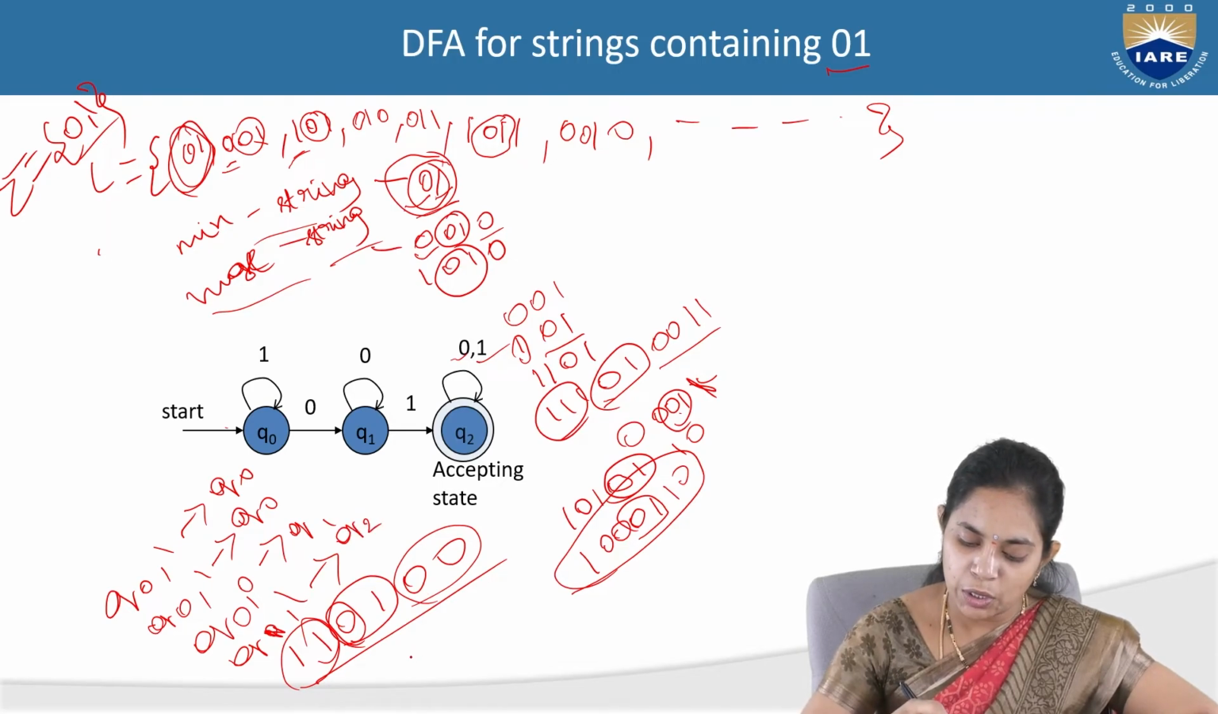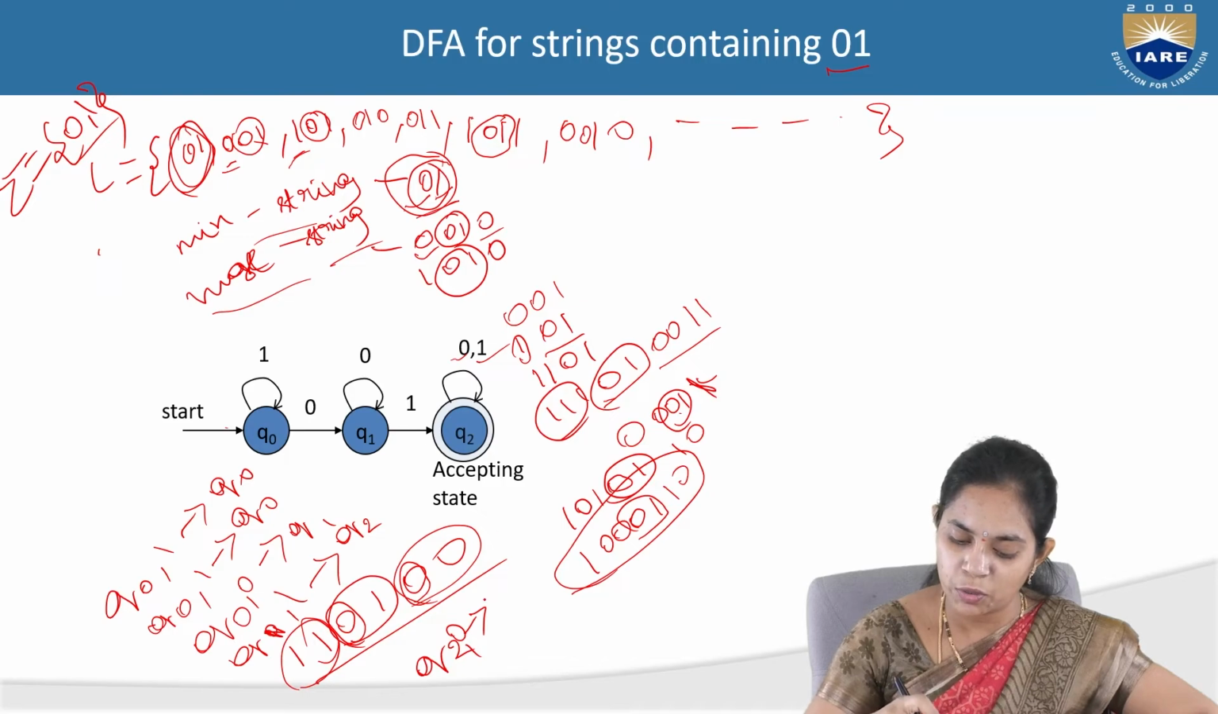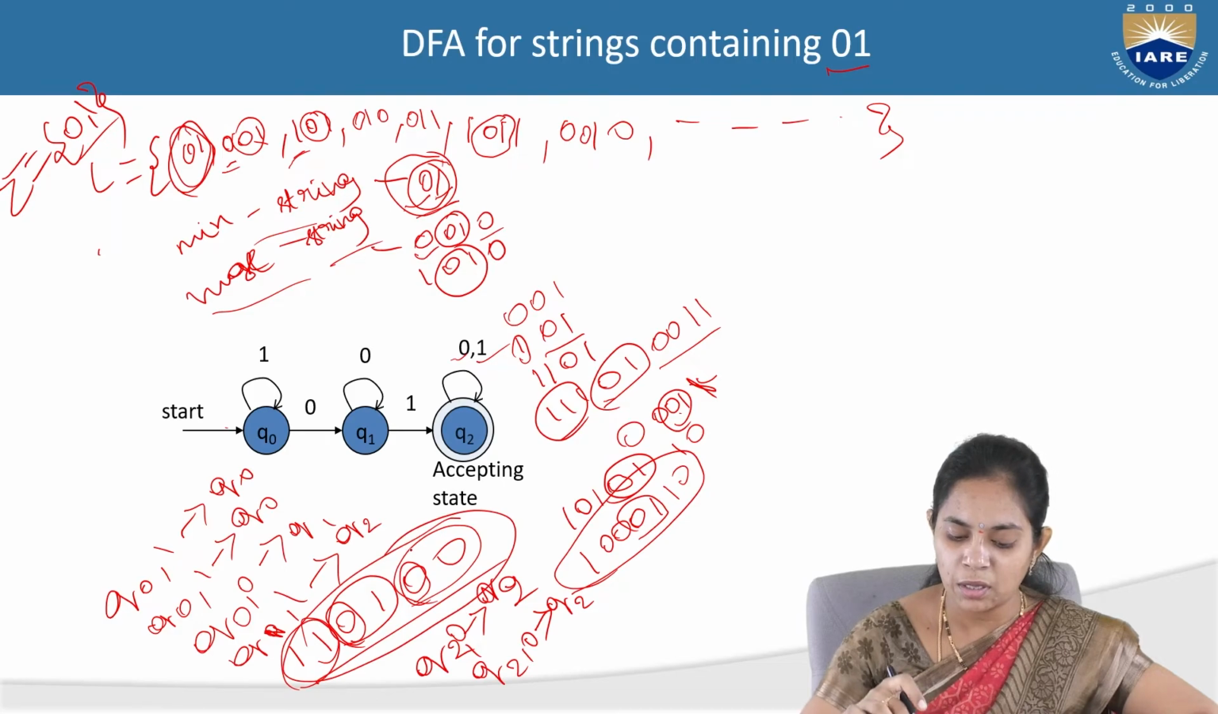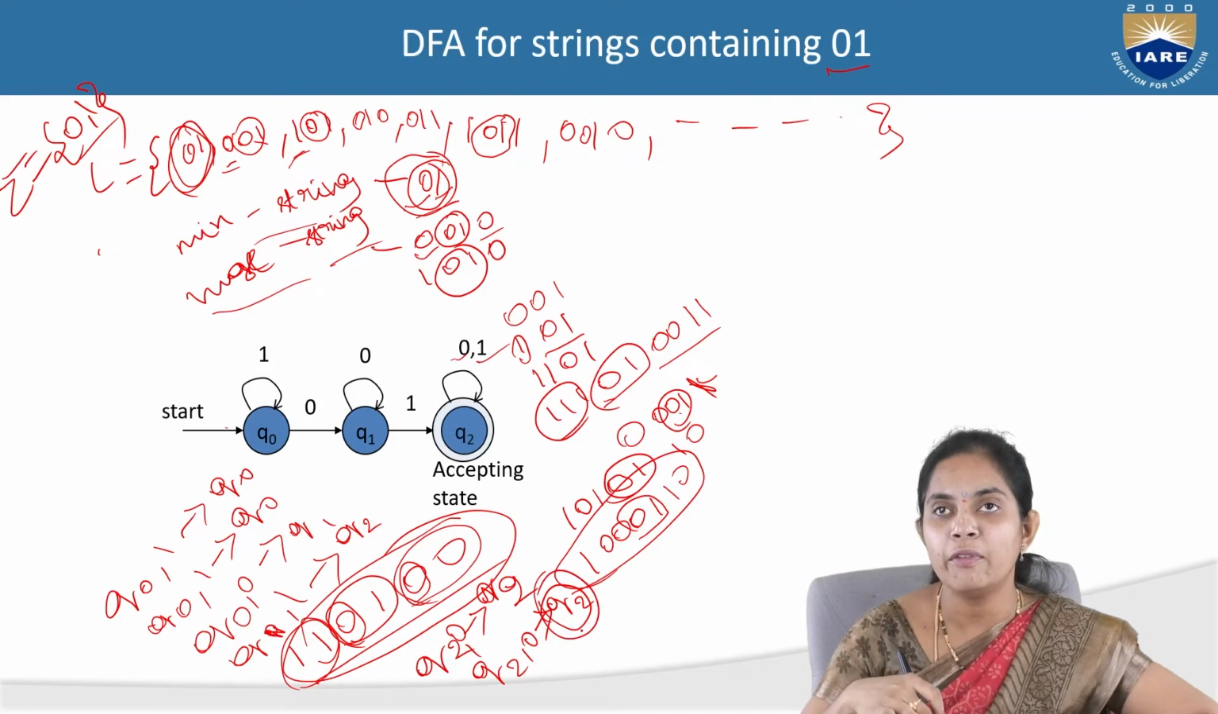And next, at Q2, the input is 0. Q2 comma 0, where does it go? Q2 only. And after that, Q2 comma 0, Q2 only. So after consuming all the input string, finally it reaches the final state.